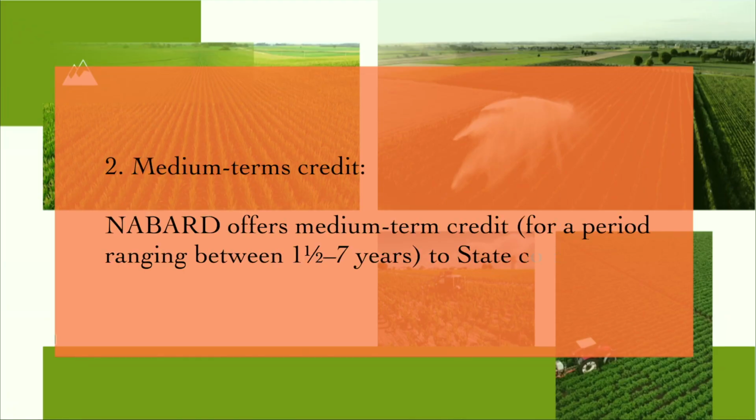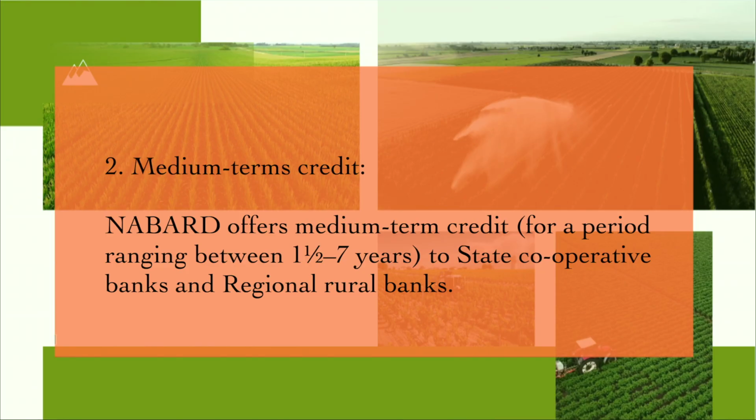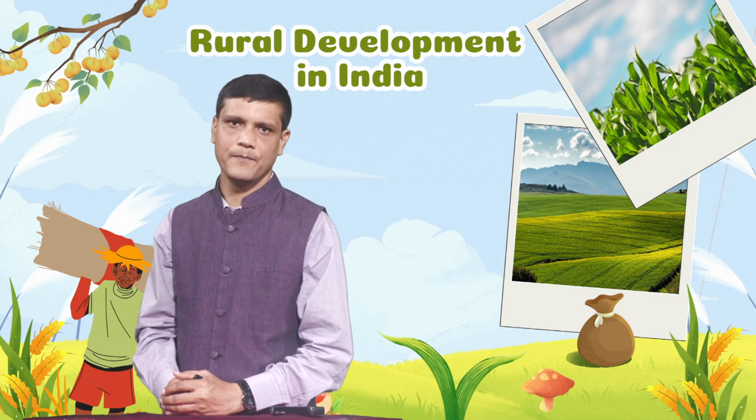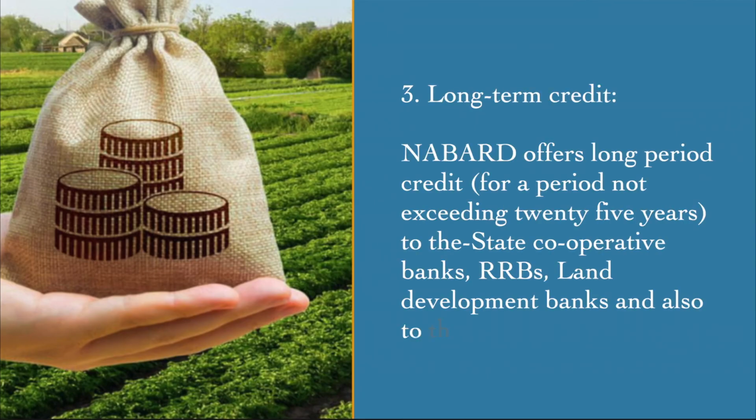Number two is medium-term credit. NABARD offers medium-term credit for a period ranging between 1.5 years to 7 years to state cooperative banks and regional rural banks. The next is long-term credit. NABARD offers long-period credit for a period not exceeding 25 years to the state cooperative banks, RRBs, land development banks, and also to the commercial banks.